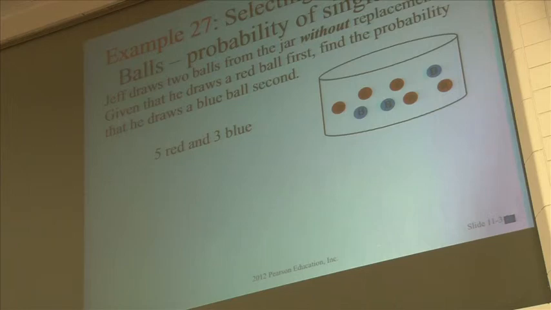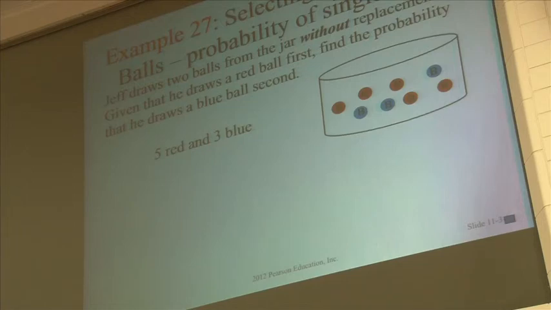Okay. So, if Jeff draws 2 balls from the jar without replacement, not putting them back, given he draws a red ball first, find the probability that he draws a blue ball second. Again, we're talking about without replacement, he's not putting the red ball back in. First things first, we need to know the probability that he even drew a red ball. That part is just regular probability like we know how to do.